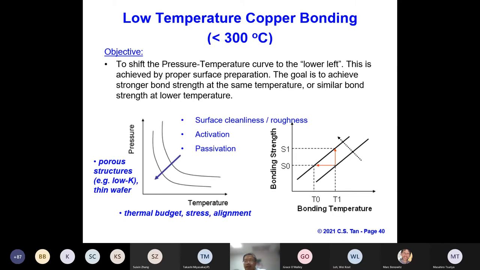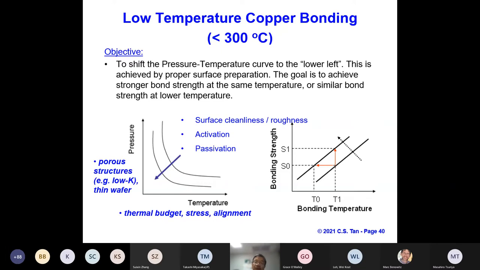And this is basically a chart that I like a lot, and the whole idea here is that you would really like to move to the lower left here, whereby you can achieve bonding at low temperature and low pressure. Going to low temperature, I think, is easy to understand because ultimately you do have a thermal budget to worry about. You can manage the stress and also make sure that the alignment doesn't go through any form of thermal runout, right? And you want the pressure to be low because ultimately you are really dealing with very fragile material like low K or even very thin wafer.